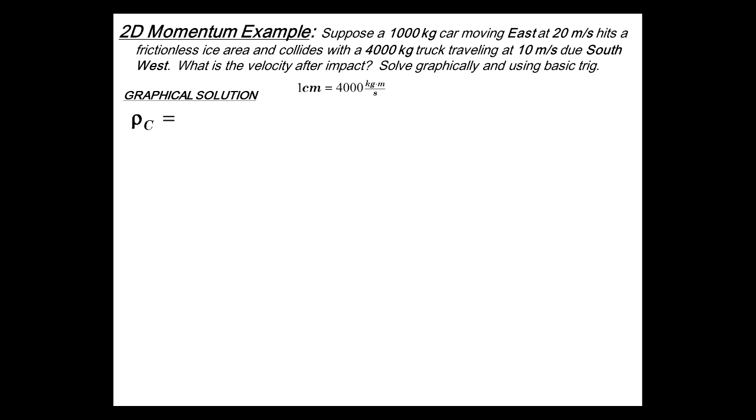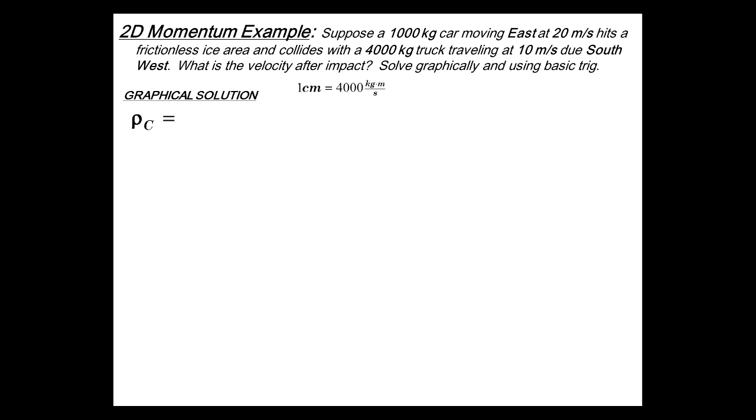So the problem is a 1,000-kilogram car moving east at 20 meters per second on frictionless ice. Okay, so it's sliding, colliding with a 4,000-kilogram, 4 times the mass, truck traveling at half the speed, 10 meters per second, southwest. So after they collide and they stick together, does that say that there? Well, they stick together. Okay, so it's an inelastic collision. What is the velocity after impact?